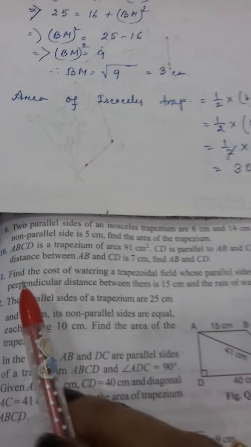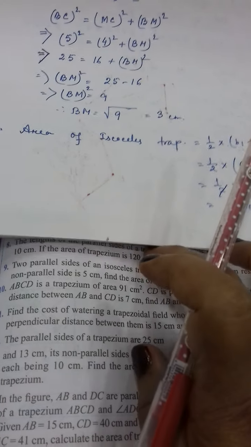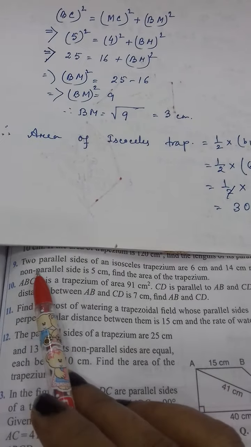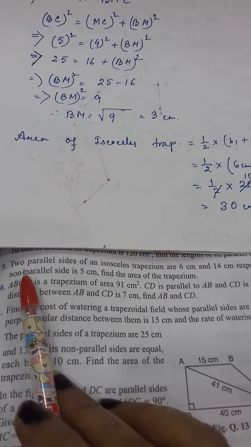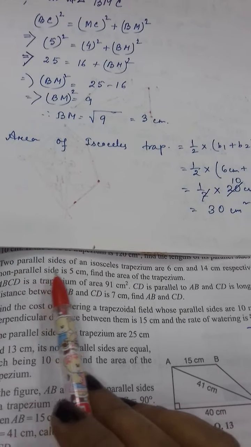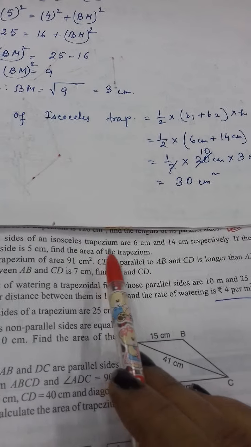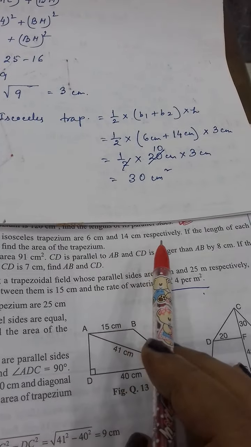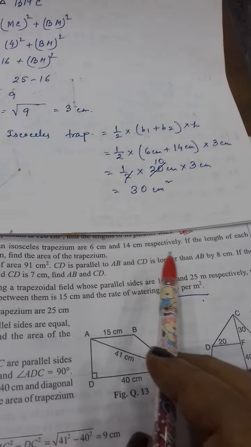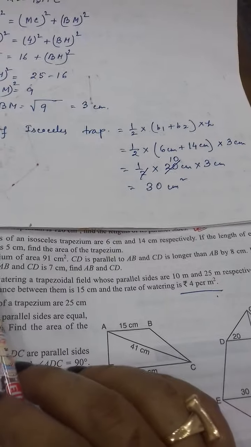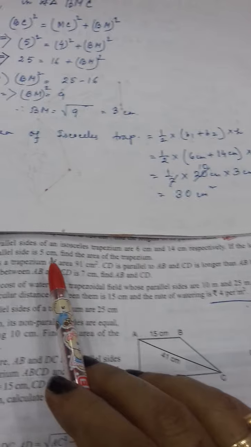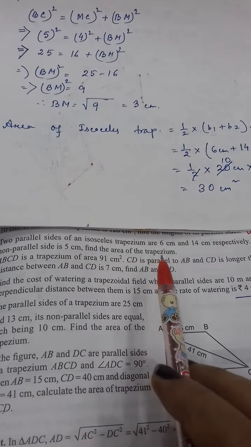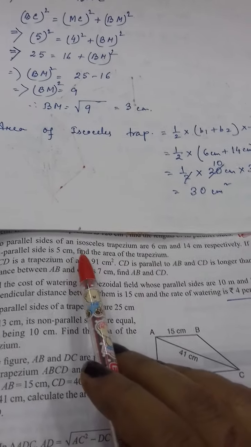Okay, students, let's start with question number 9. Clear? From question number 9. Here it is given two parallel sides of an isosceles trapezium are 6 centimeter and 14 centimeter respectively. If the length of each non-parallel side is 5 centimeter, what is the area of the trapezium?